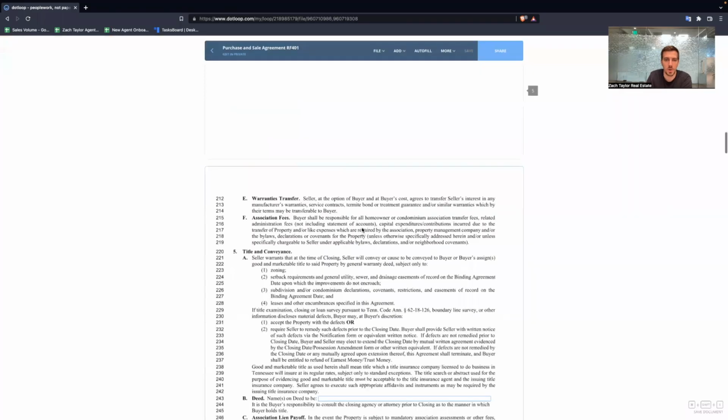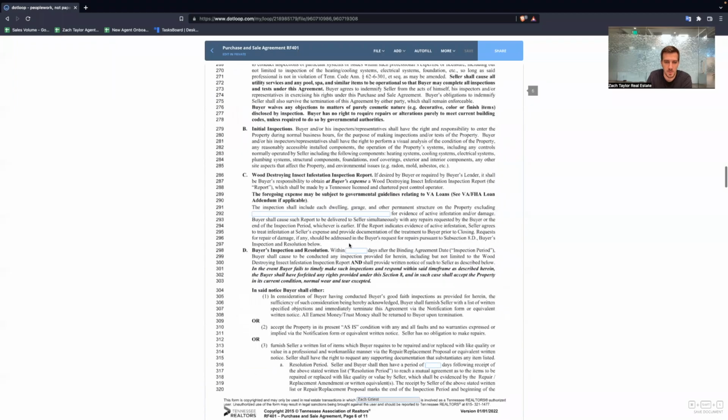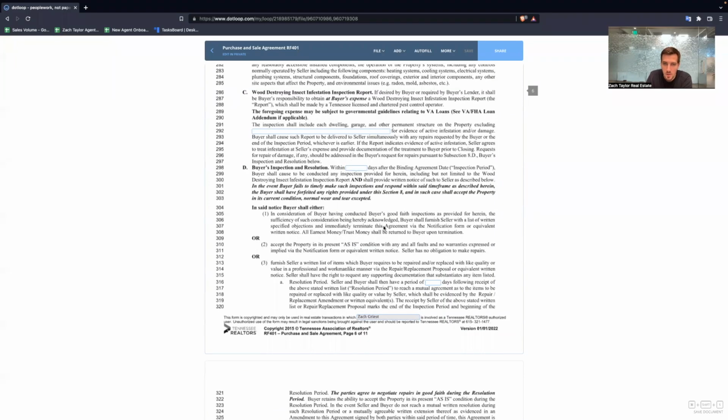Okay, so in the purchase and sale agreement, you will notice throughout it, let's see. Buyer shall furnish seller with a list of written specified objections and immediately terminate this agreement via the notification form or equivalent written notice. So in Tennessee, equivalent written notice is not a text message, not yet. So email, mail, I believe a fax, or the official notification form serve as written notice. A text message does not.